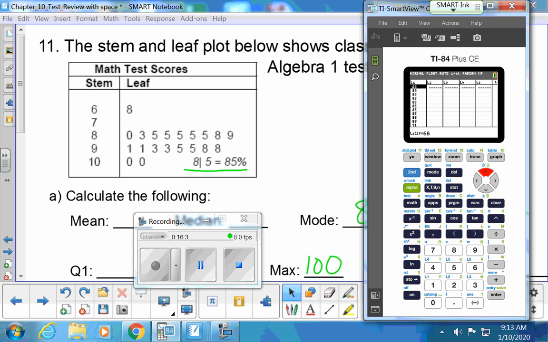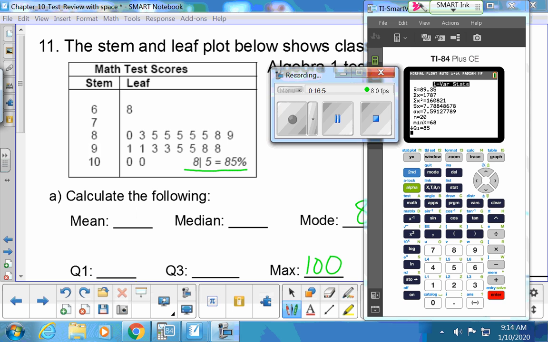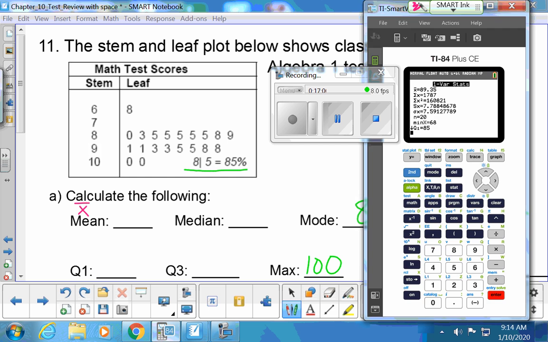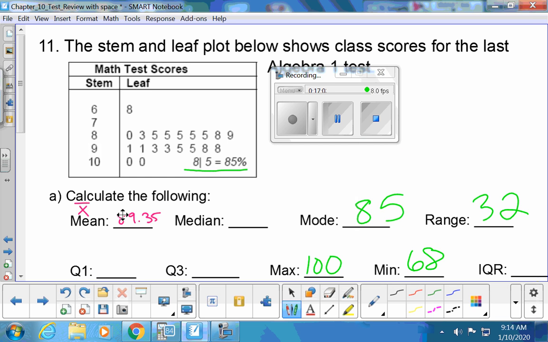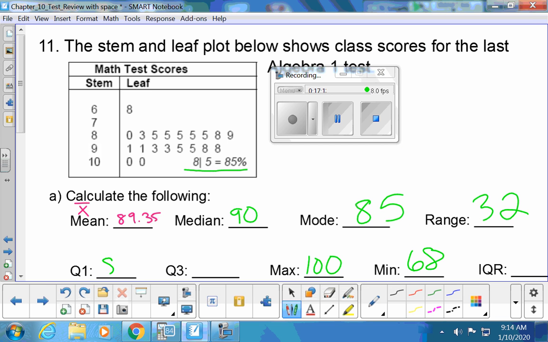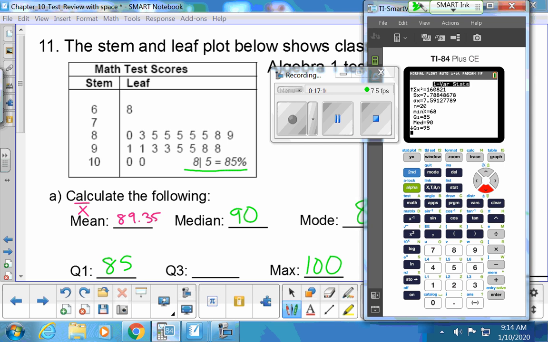Stat. Calculate 1. We don't graph it. No graphing. So my average is my X bar, 89.35. That's my mean. Let me jot it down. I'll put X bar here so everybody at home remembers that's what it is and how it looks. 89.35. Is that what you guys got? Yep. Awesome. My median is also included. It's down here a ways. 90 is my median. My Q1 is 85. My Q3 is 95.